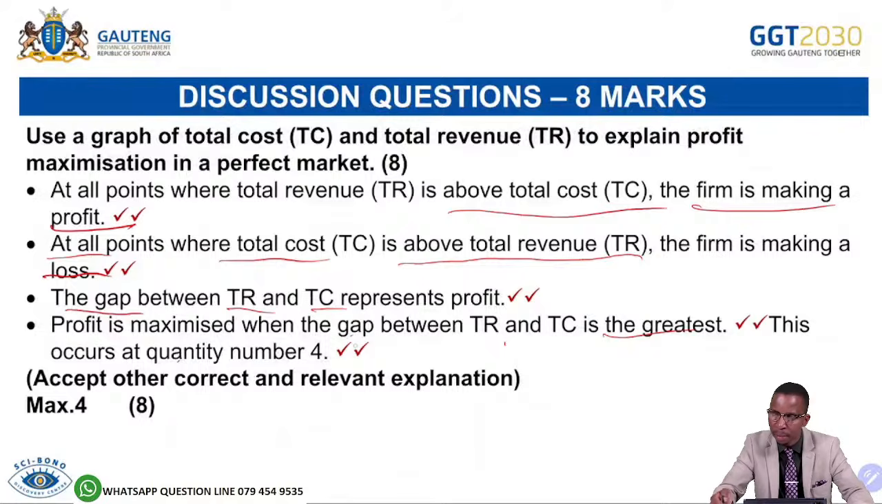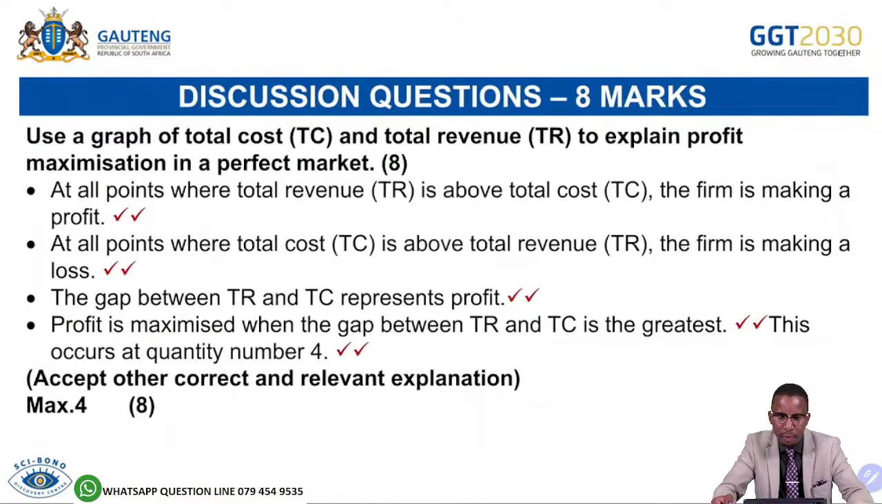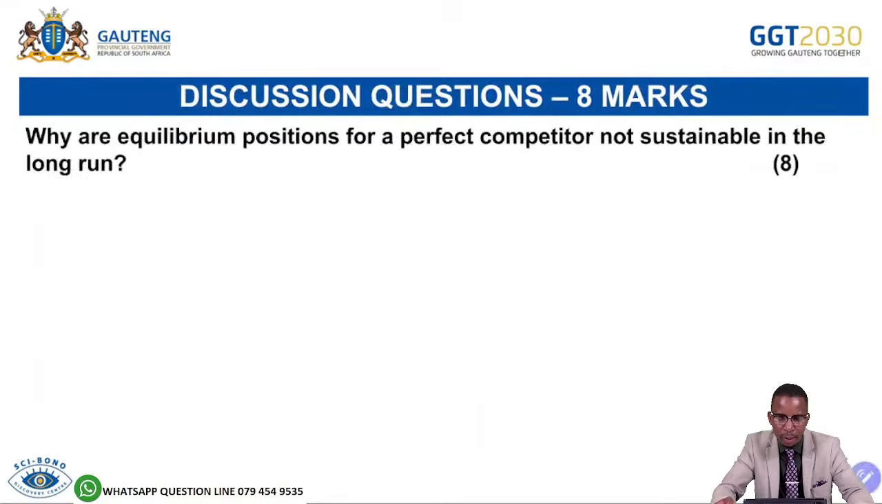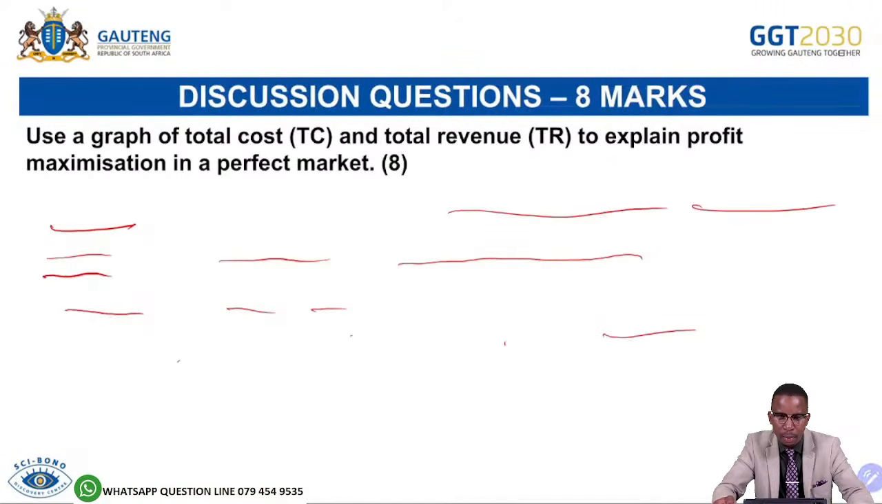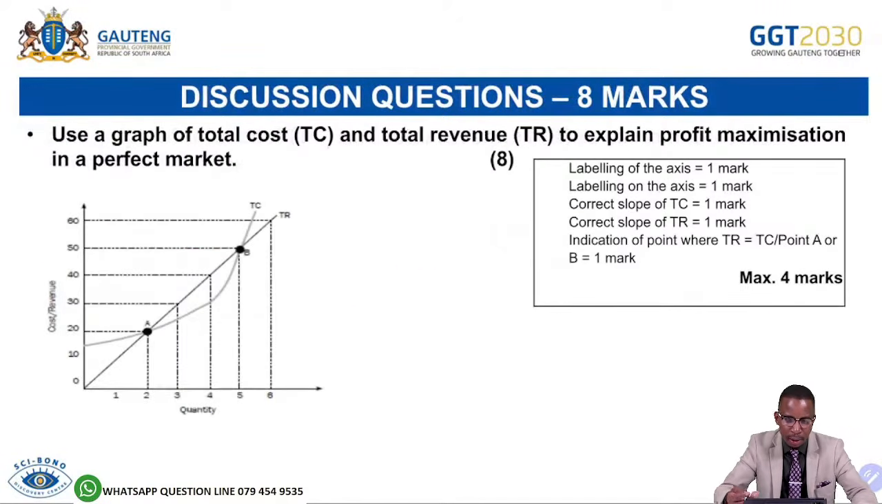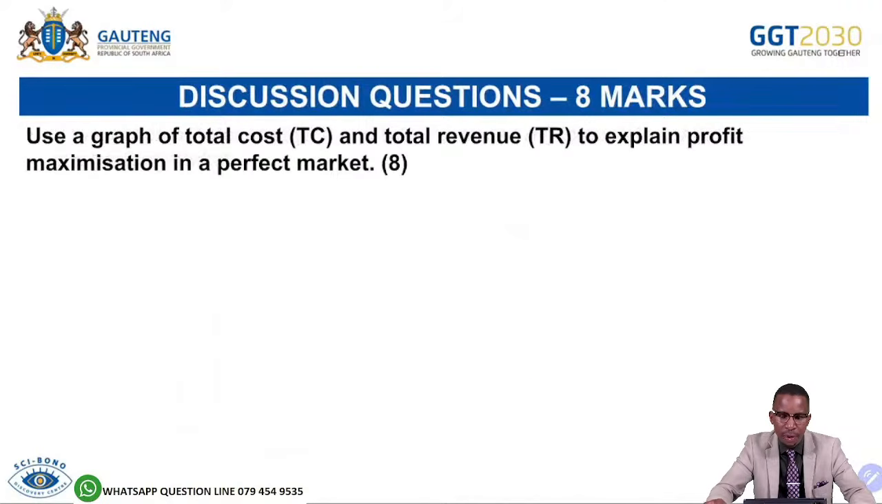Let me check the graph at the back if it's quantity 4 indeed. So I'm looking at the graph. Okay, the quantity, yes, it's indeed correct. The quantity is 4 while the price is 40. That's when we are maximizing our profit.